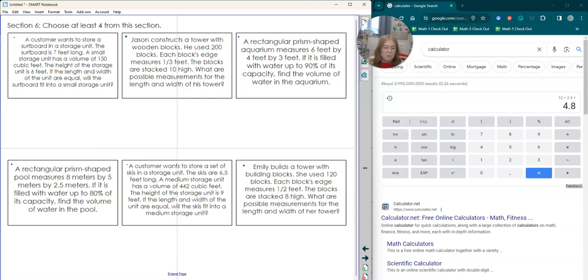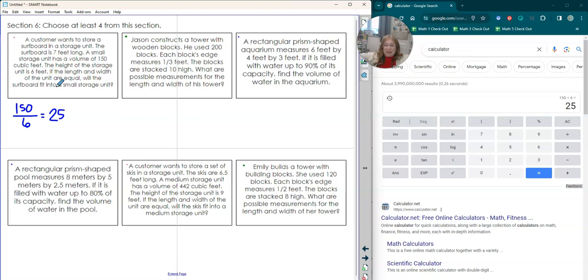Okay. So this one here tells us that a customer wants to store a surfboard in a storage unit. The surfboard is 7 feet long. A small storage unit has a volume of 150 cubic feet. So we know the whole storage unit, we know the height of it is 6 feet. If the length and the width are equal, will the surfboard fit into a small storage shed? So we know the total is 150, and we want to divide that by six. So when I take 150, I can hurry and throw that in the calculator, is 25.